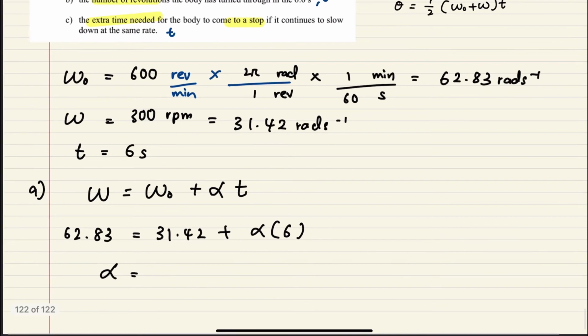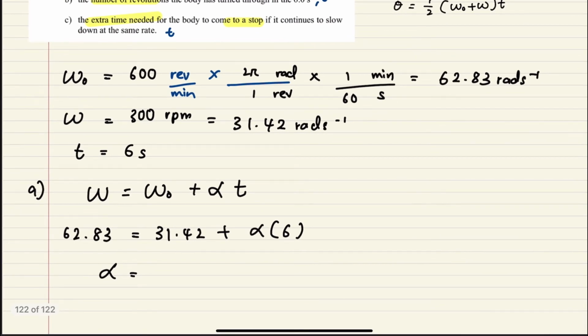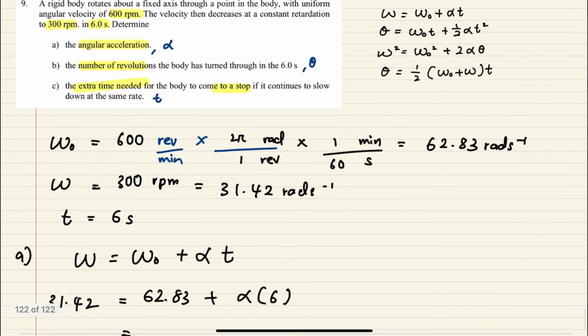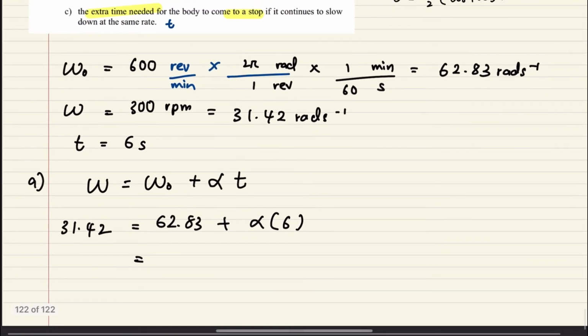Okay, I think I put this one, omega and omega naught, incorrect. So it should be omega naught is 600 rpm, so that one would be 62.83, and this one should be 31.42. That makes sense. So actually the object decelerates. That's why they use the term decrease, constant retardation.